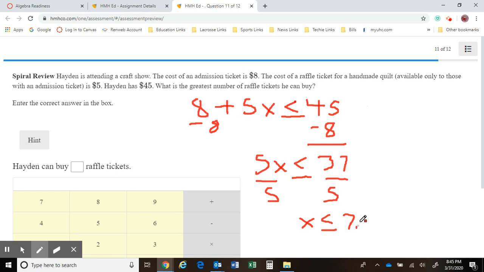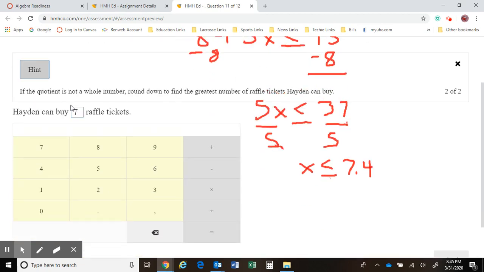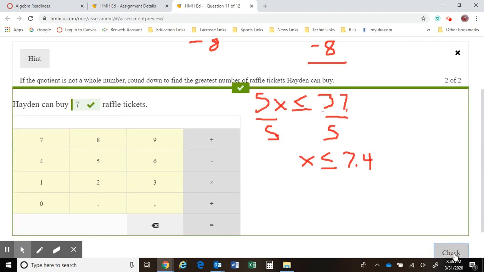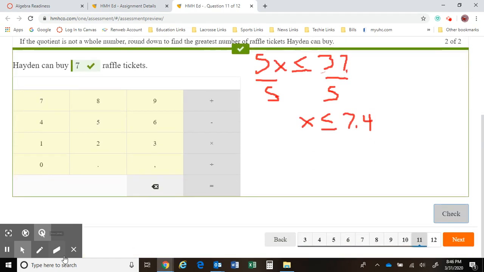Can you buy 0.4 of a ticket? No. So how many tickets can you buy? You can buy 7, right? Let me say that in the hint. The answer to the question is not a whole number, so round down. Okay, round down, which is what I did. I rounded it down. All right, check it. Good. All right, moving on to that last question.